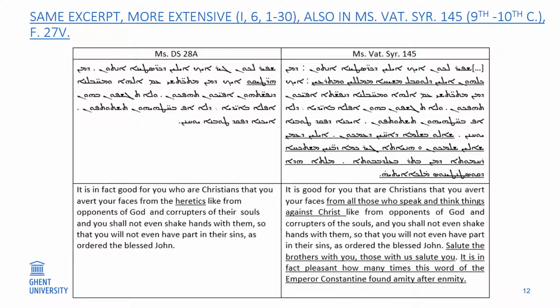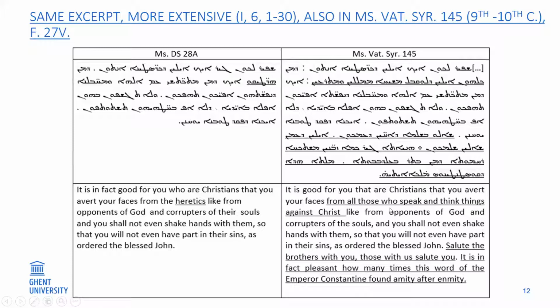Instead, the quotation from Socrates is also extant in another manuscript, Vaticanus Syriacus 145, dating to the 9th, 10th century. You will quickly and easily see that the translation from Socrates is the very same. We only have one major difference, and it's the first part that is underlined, because the Vatican manuscript respects the Greek reading.